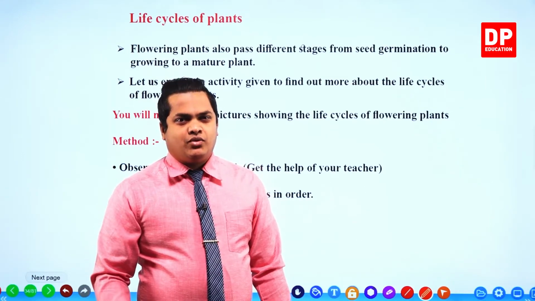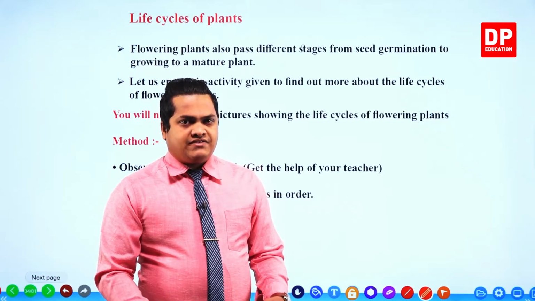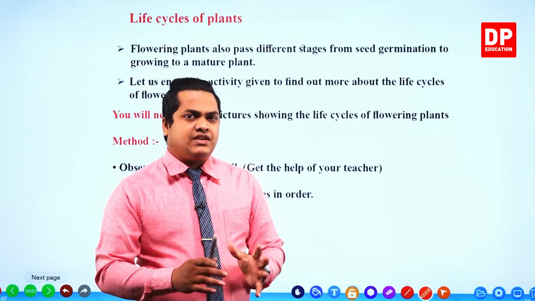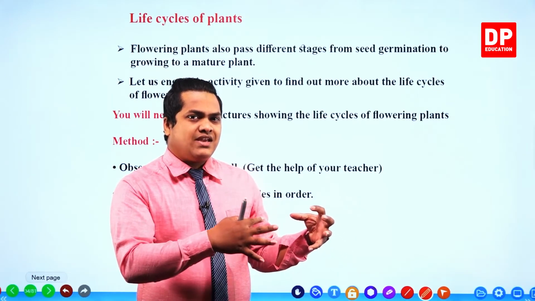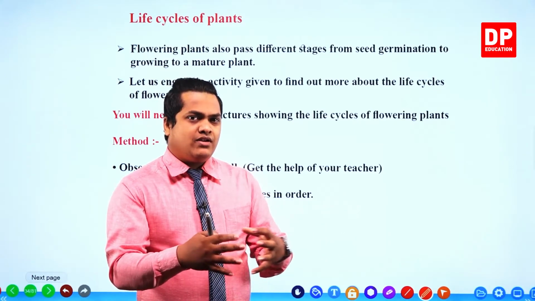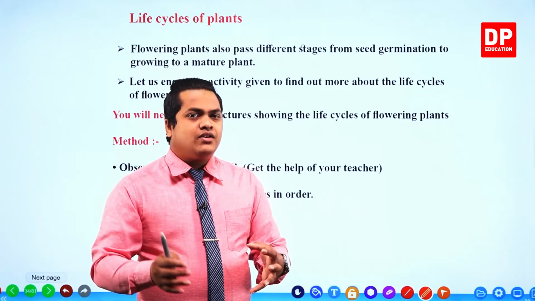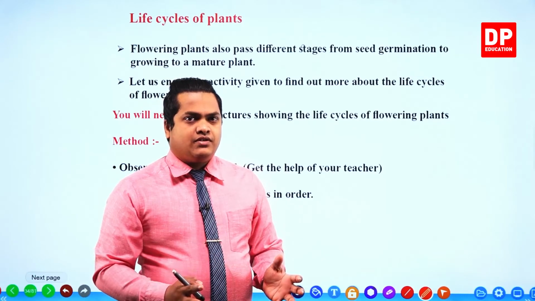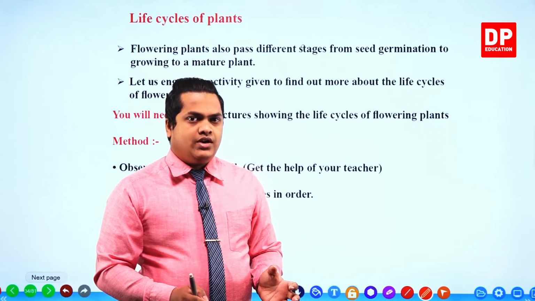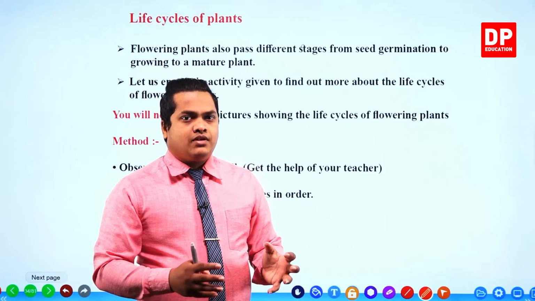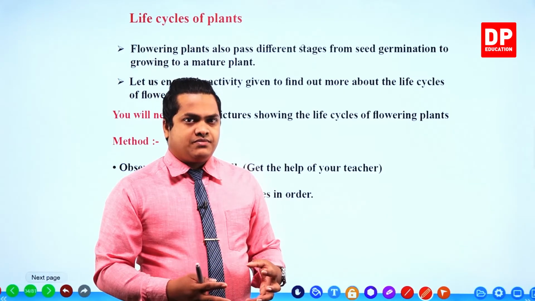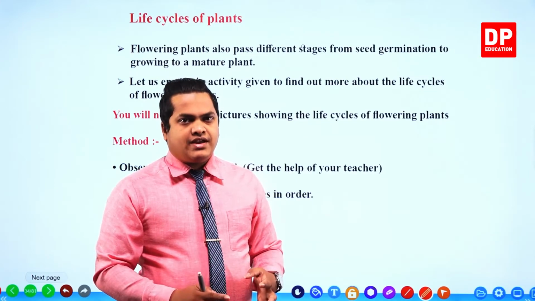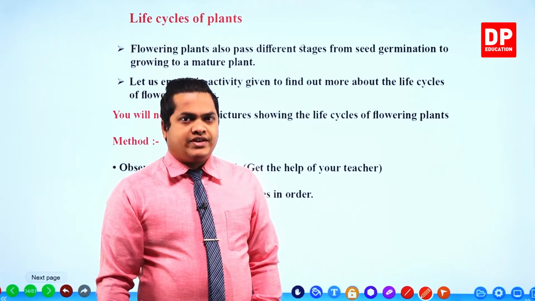So that's why I told you that the life cycle of a flowering plant is similar to the life cycle of organisms like rats, humans, and all the others like cats and dogs. It's because after coming out into the world from mature or adult organisms, or from eggs, they also grow in the same way, right?